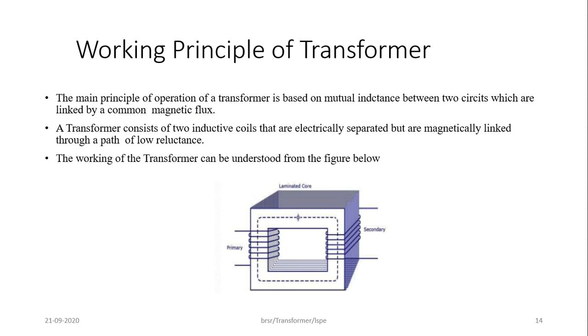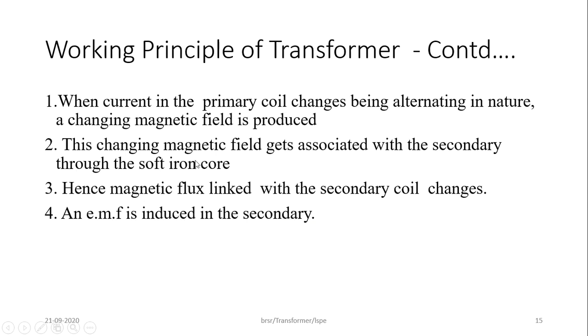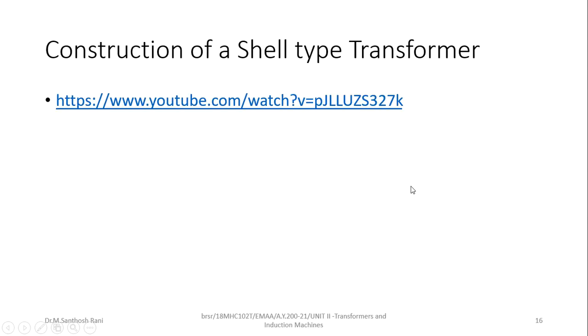The working principle of the transformer is this. It is based on the mutual inductance between two circuits, the primary circuit and the secondary circuit. You have two coils, and when one of the coils, say the primary coil, is fed with an AC supply, a varying flux is set up in the core and this flux links the secondary coil, and because of that there is going to be an EMF induced in the secondary. The changing magnetic field will be producing the EMF in the secondary.